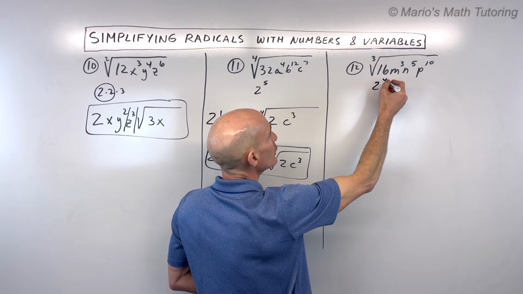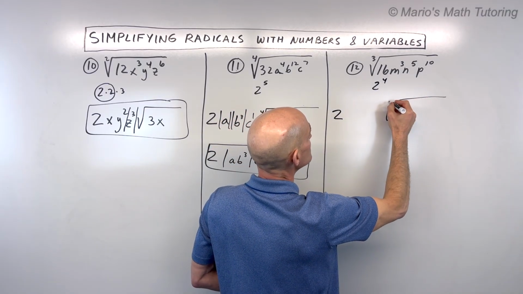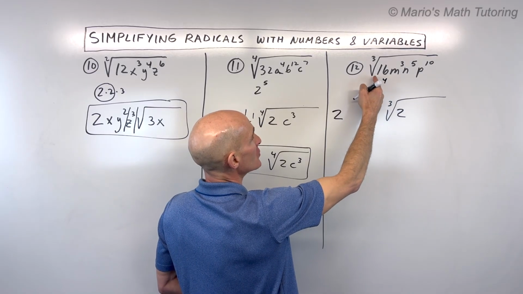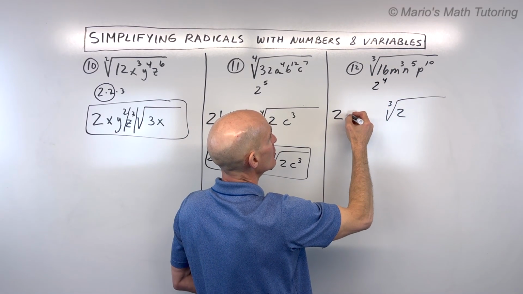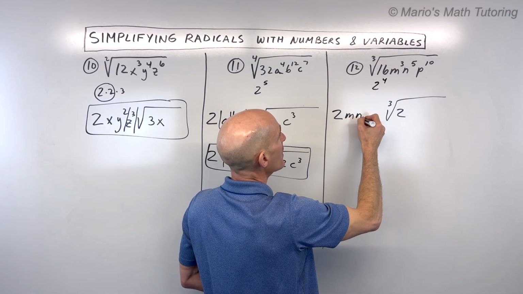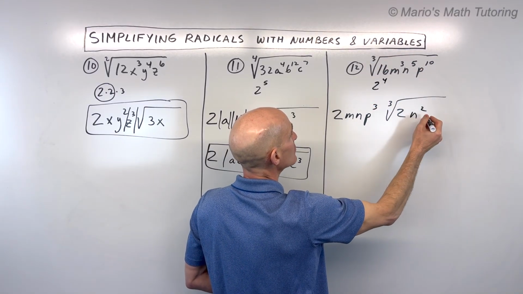3 goes into 4 once with 1 left over, so that's going to stay 1 underneath here. You can think of this as 8 times 2. The cube root of 8 is 2, and then you have a 2 left over. 3 goes into 3 once. That's going to just be m. 3 goes into 5 once with 2 left over. 3 goes into 10 3 times with 1 left over.